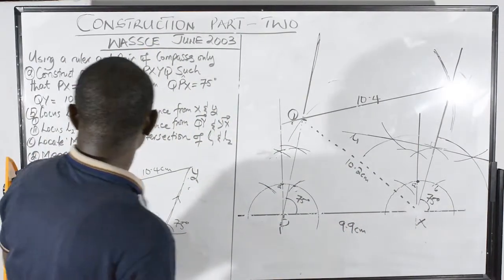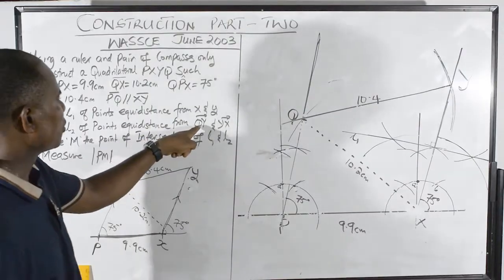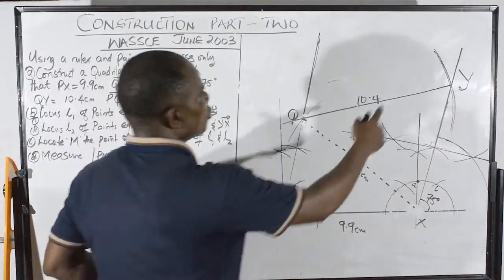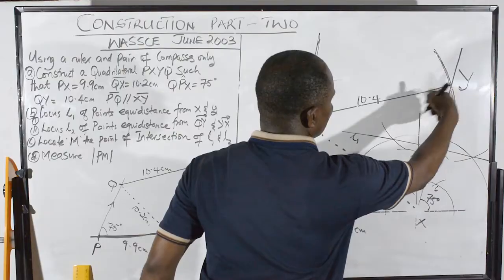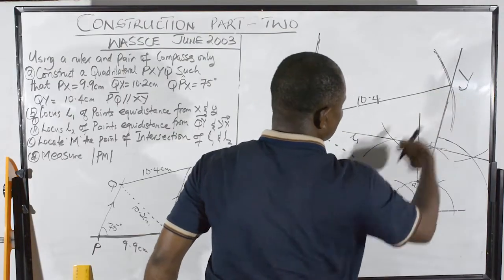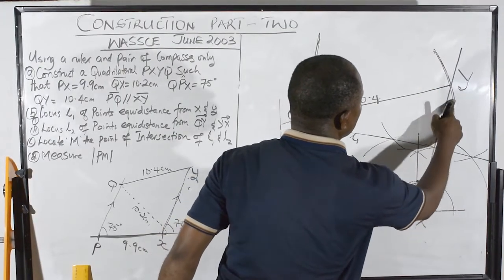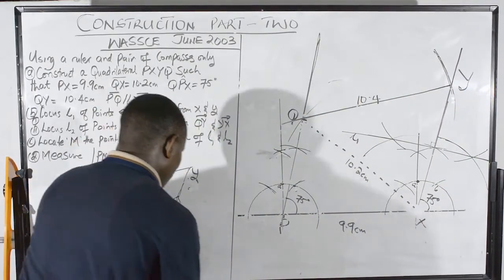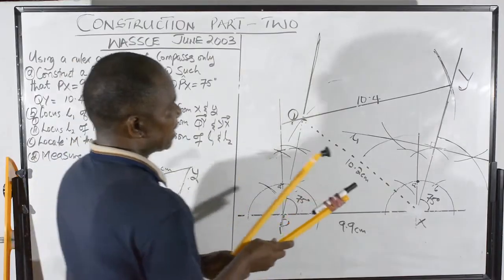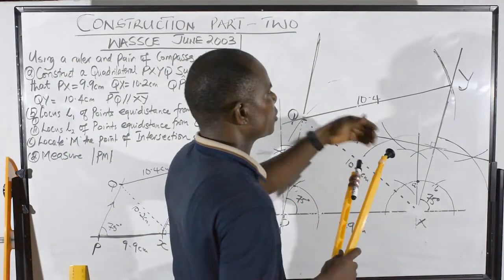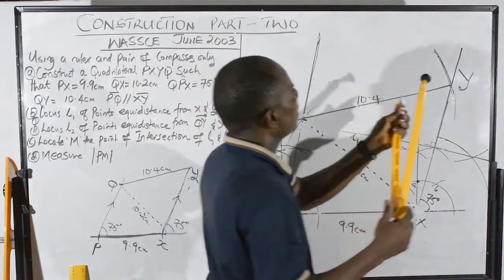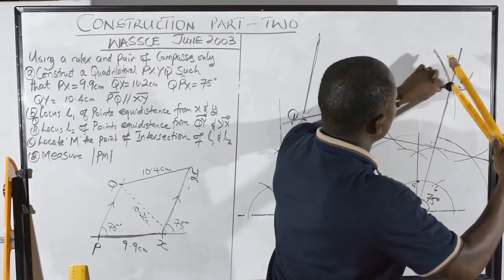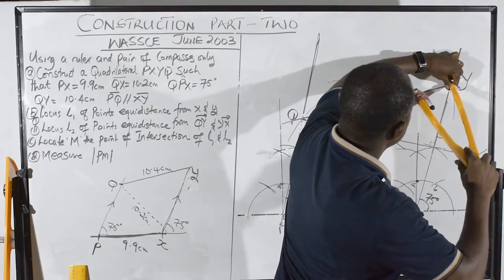That's locus L1. Now there's locus L2 of point equidistant from QX and YX. So it is QX and YX. So the locus is this angle. We are going to bisect this angle. So we use these points and we bisect the angle. You use the construction song. Remember that song? We said we are going to move. We cut small arcs.